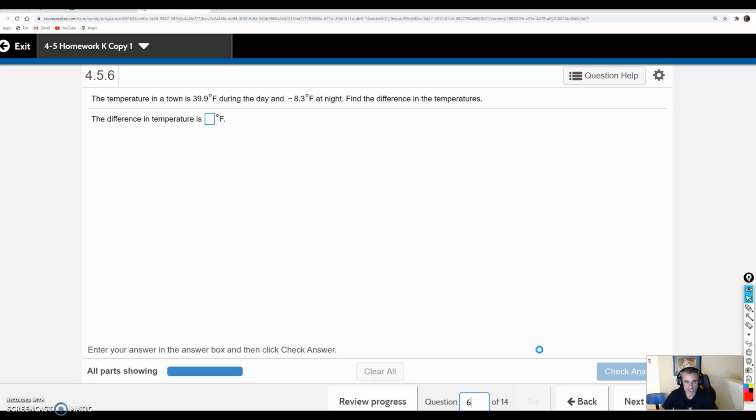All right, the temperature in a town is 39.9 degrees Fahrenheit during the day and -8.3 degrees Fahrenheit at night. Find the difference. All it's saying right there is to subtract. Okay, when you find the difference, that is a fancy way of saying subtract. So we're going to take our first number, 39.9, and we're going to subtract our second number, which is -8.3.